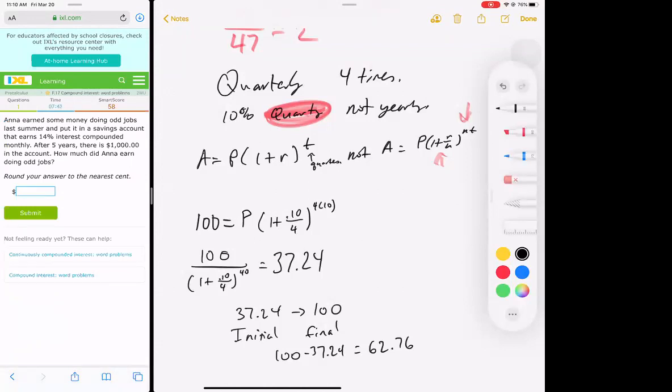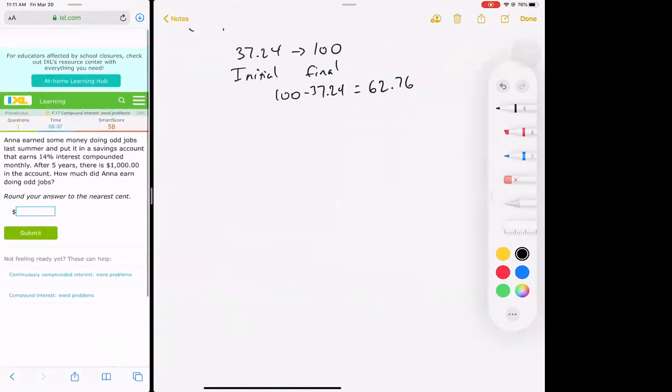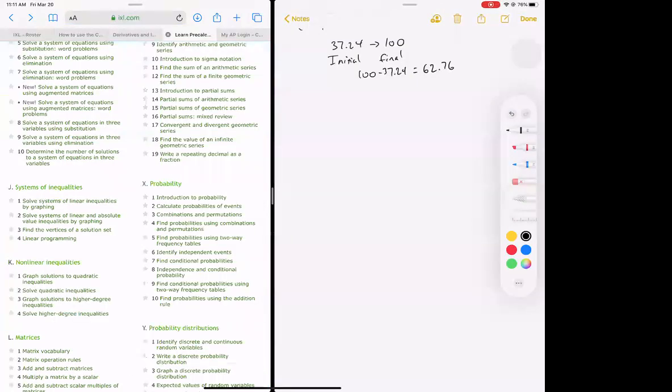So the same idea for these other problems. They're asking you that I have $1,000 in the bank account after 5 years. How much did Anna earn doing odd jobs? How much money did she make? So, do you guys want me to do this problem? Any takers? Okay, I'm going to go ahead and, oops, who wins this one?